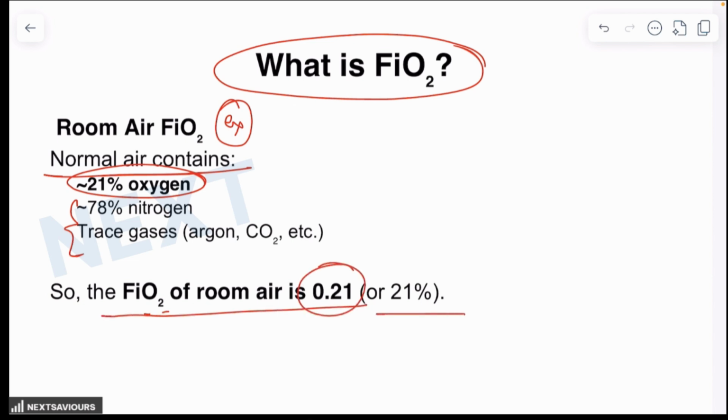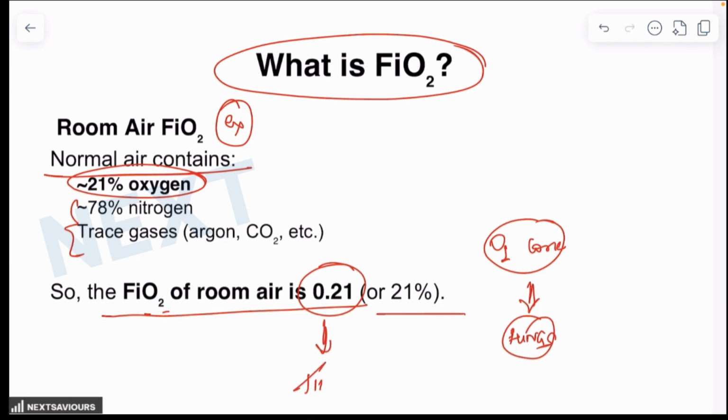So why is FiO2 important? Because it determines how much oxygen concentration is required to reach the lungs in a patient who is suffering from hypoxia or respiratory failure, or a patient who might be requiring ventilatory support, because this is the concentration that you can titrate based upon the requirements of the patient.